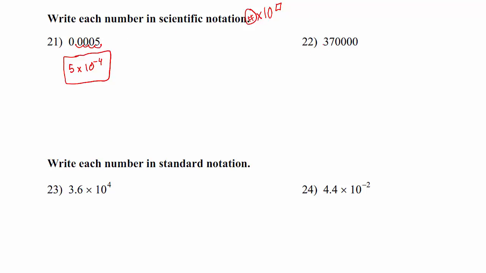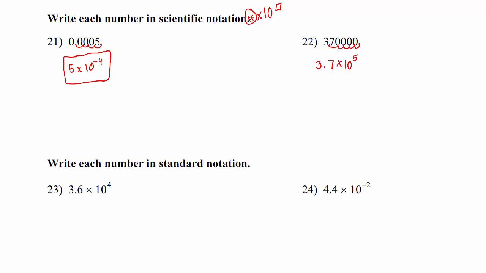So here I'm aiming for my decimal to be in between the 3 and the 7, because 3.7 is a number between 1 and 10. And so I look at where my decimal is right now. It's on the far right. I want to move it 1, 2, 3, 4, 5. And since this was a big number, 370,000, I would use a positive exponent. So this is 3.7 times 10 to the 5th.